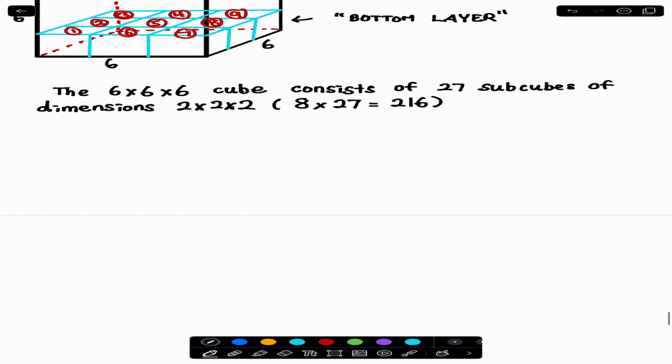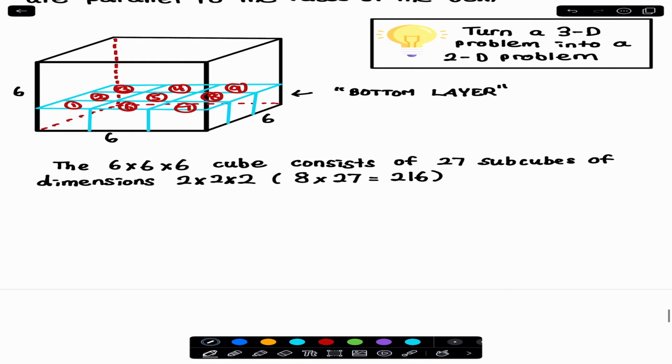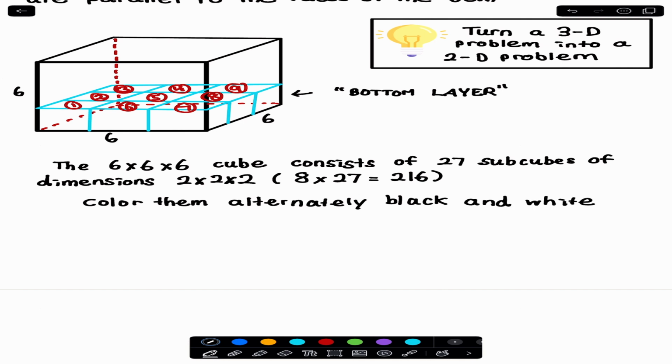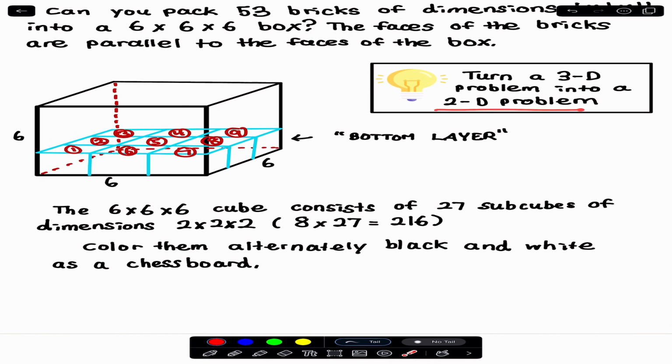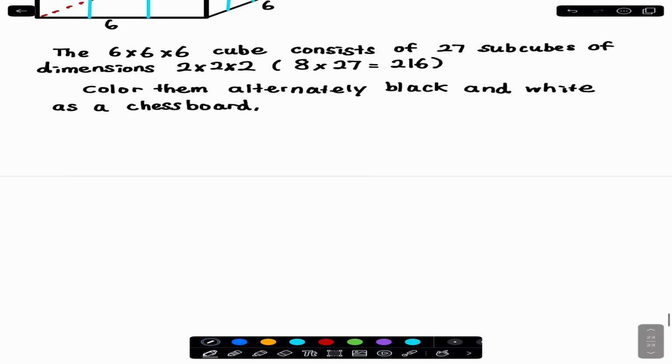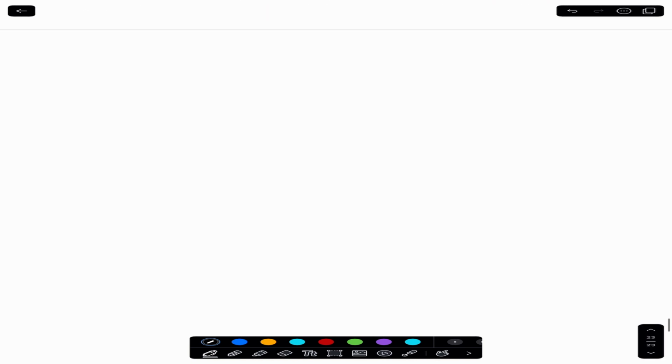So now it's time to do some coloring. We're going to color them alternately, black and white, so good old 2 colors, as a chessboard. And now here's where the concept of turning a 3D problem into a 2D problem comes in, because I do not want to draw cubes, I would rather draw squares. So let's do that.